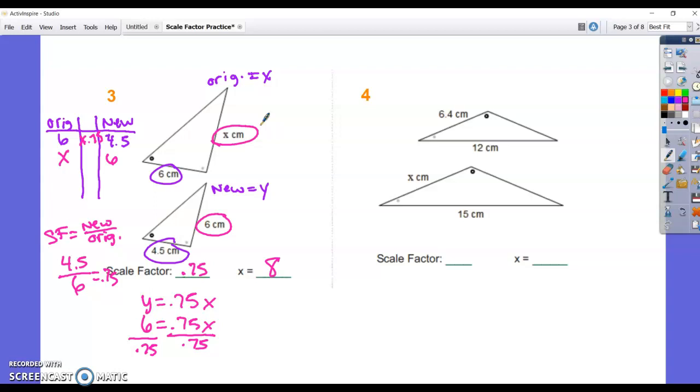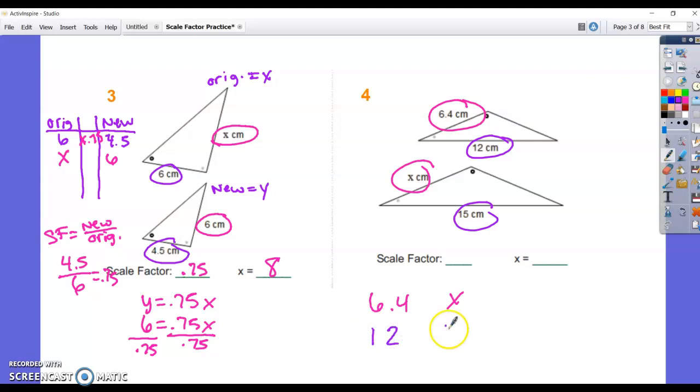So on number 4, let's do that one as a proportion. We've done 2 tables. We'll do 2 proportions. Okay, so 6.4 and x are going together. And then 12 and 15. So 12, all of the originals are on the left side for me. And then 15. And that's a good way to set it up.